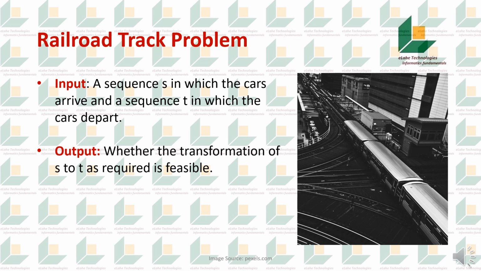The input to the railroad track problem is a pair of sequences describing the order in which the railroad cars arrive and the order in which we want them to leave. The goal of the algorithm is to determine whether such a transformation is feasible.